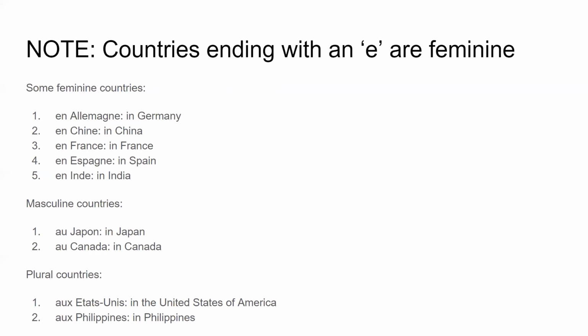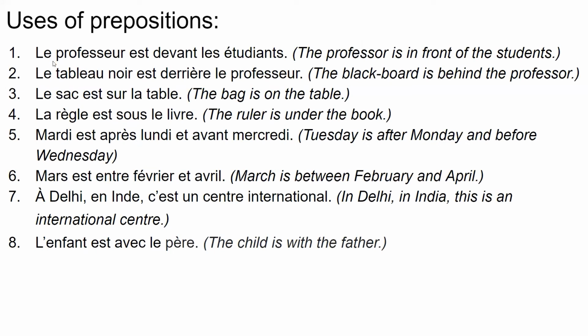Now let's look at how these various prepositions are used in sentences in the French language. Le professeur est devant les étudiants. The professor is in front of the students. Devant here is the word for in front of. Le tableau noir est derrière le professeur. The blackboard is behind the professor. Derrière means behind. Le sac est sur la table.